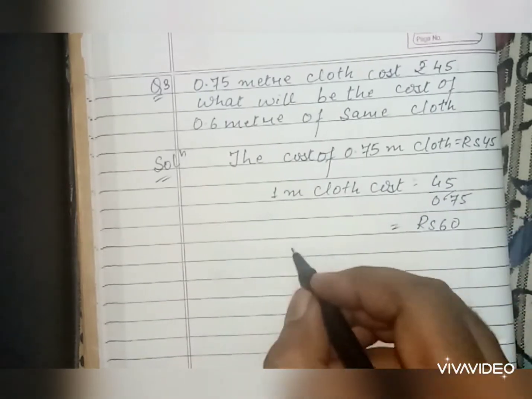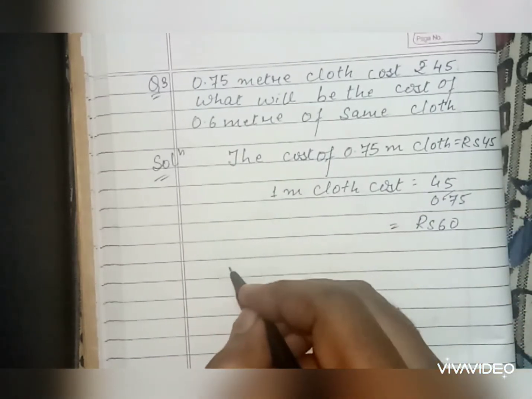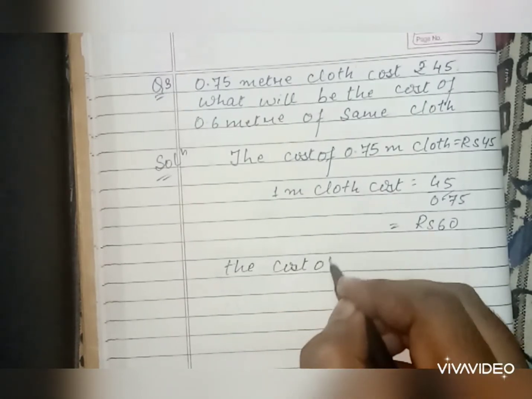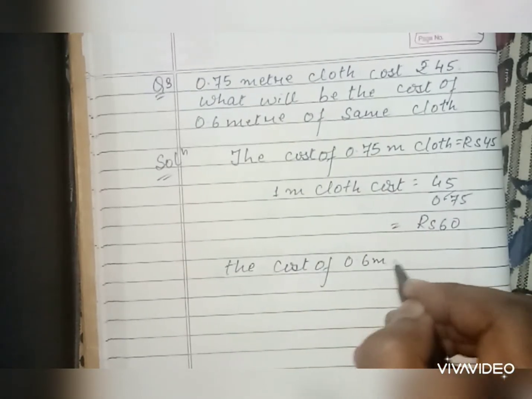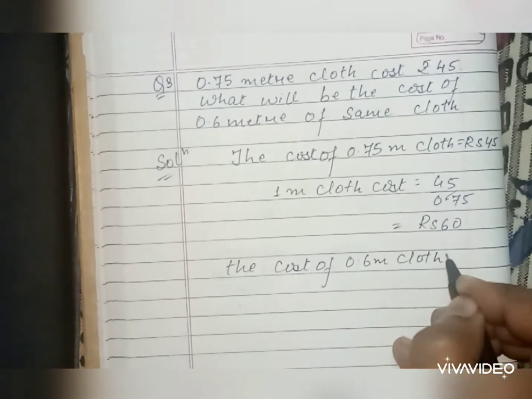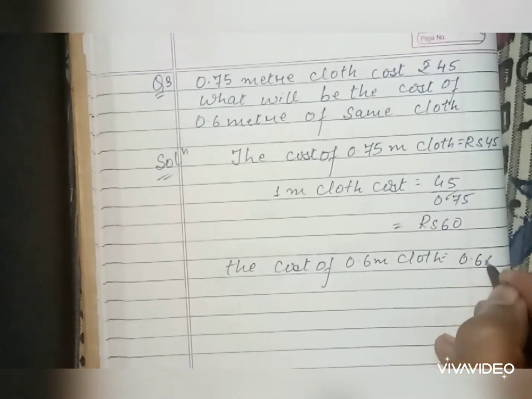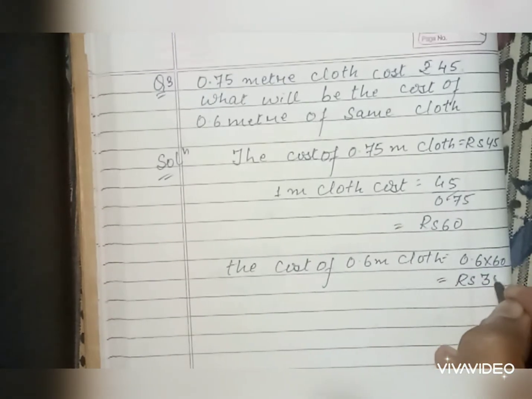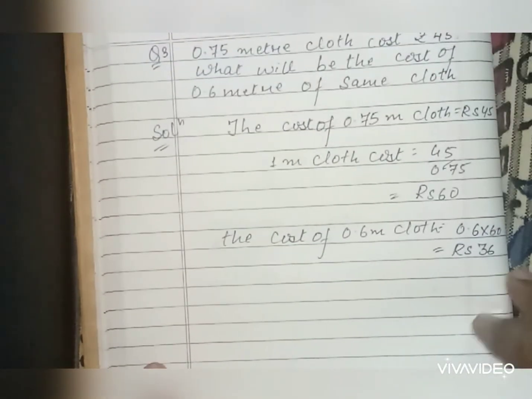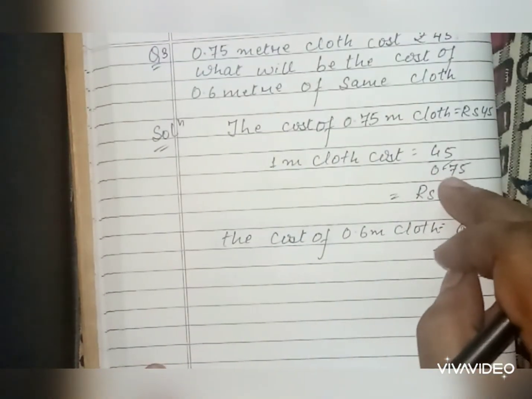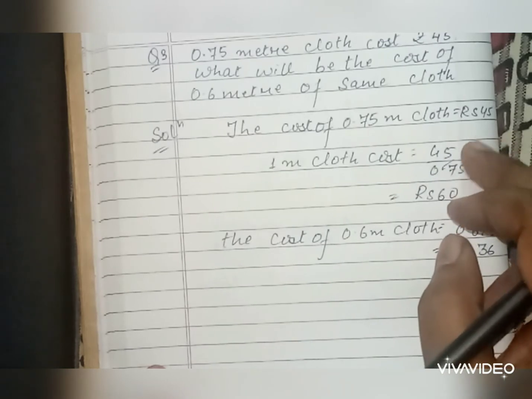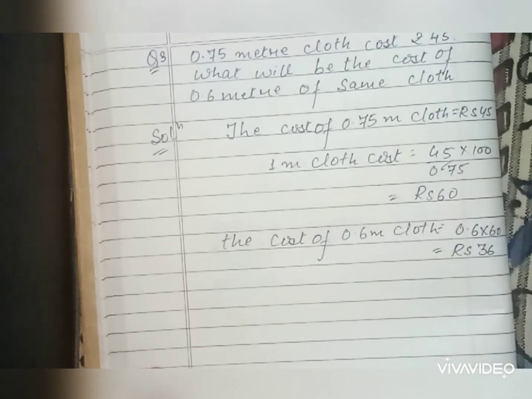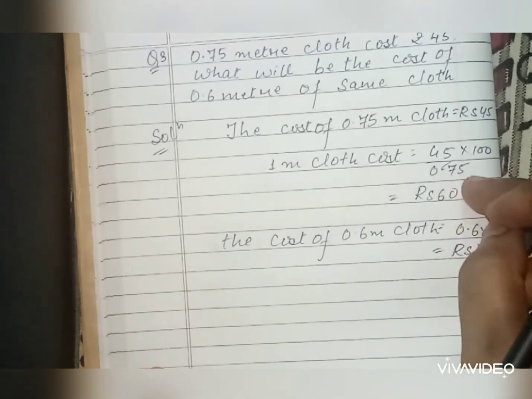Okay, now the cost of 0.6 meter cloth will be 0.6 into 60, and that is rupees 36. Clear? Here you will solve it when the decimal sign will be removed. So 100 will be there, because after decimal we all know that.